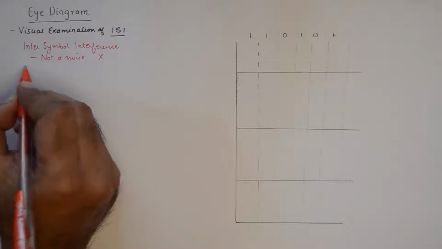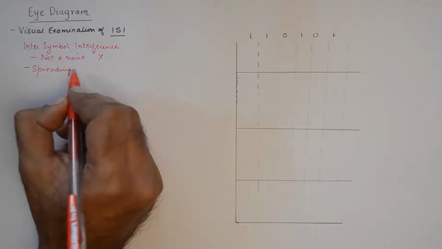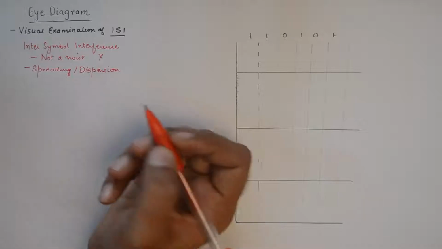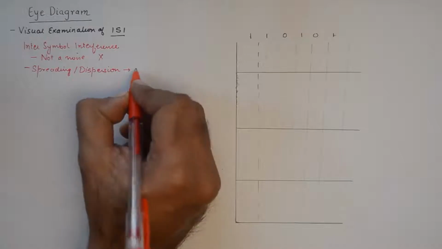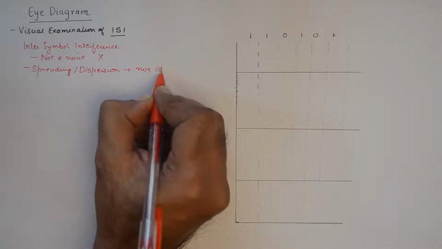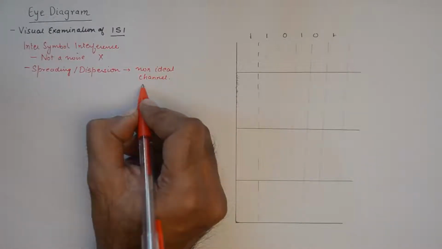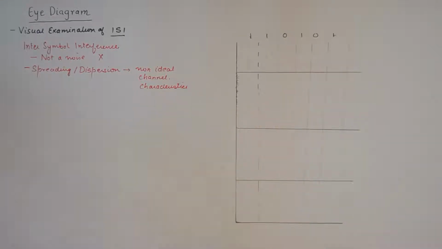and this happens because of spreading, or a phenomenon known as dispersion. And why does spreading or dispersion occur? It is because of the non-ideal channel characteristics. We need to understand that the characteristics of the channel are not distortionless over the entire bandwidth.